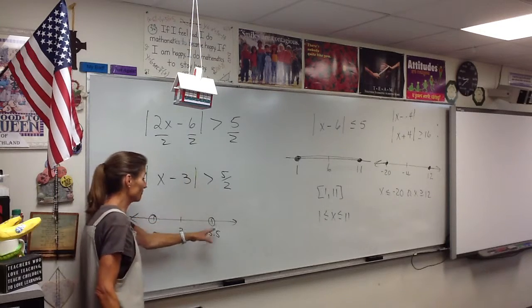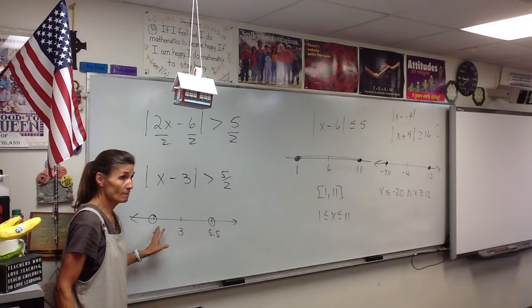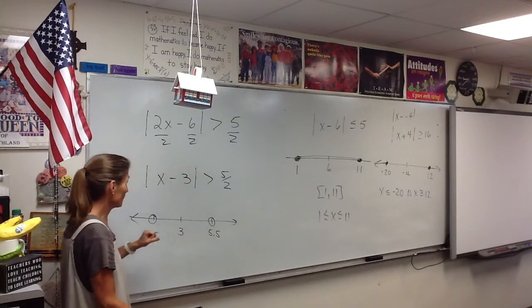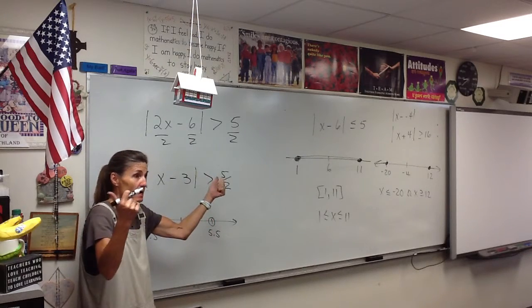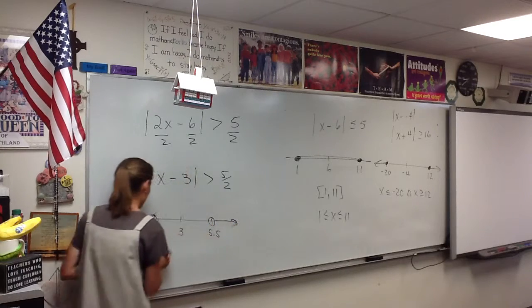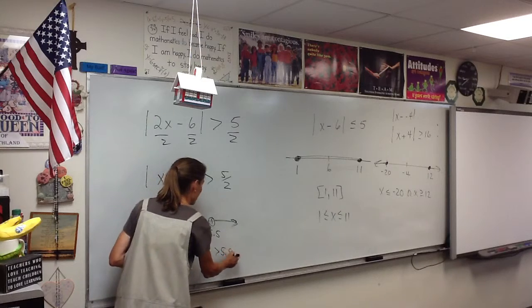Notice, I'm just kind of putting on my circles. Everybody get why these are open circles? And I've used closed in some of my problems. Okay, now I gotta figure out, do I want between those two numbers or outside of those two numbers? This time I went outside again. So we're less than 0.5 or greater than 5.5.